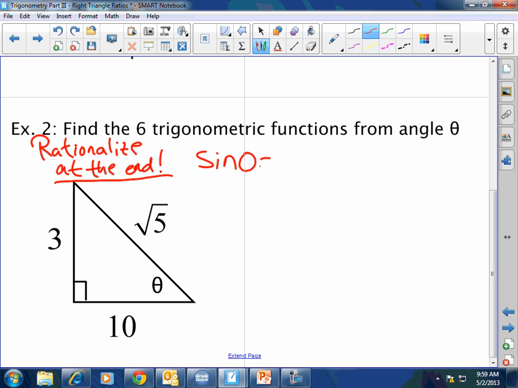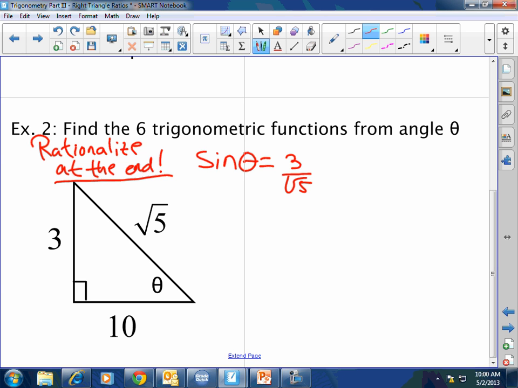Okay, guys, what's my sine of theta? Opposite over hypotenuse. This is why I'm telling you not to rationalize. If you rationalize this, don't you have to re-rationalize then to find the reciprocal? So make your life easy. Write them all, and at the end rationalize.